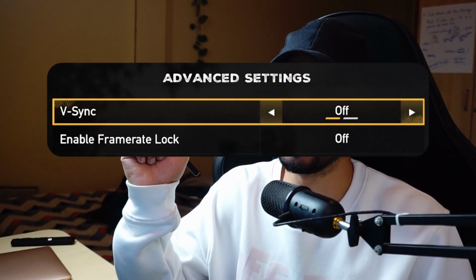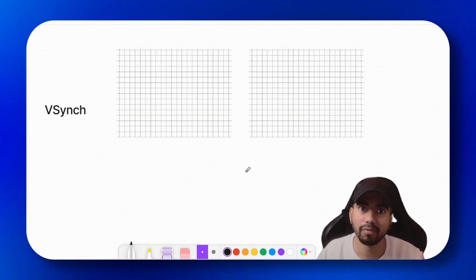If you are a gamer, I'm definitely sure that you have seen this screen. Let's try to understand what this is. Before we understand what Vsync is, let's try to understand the problem that it solves.